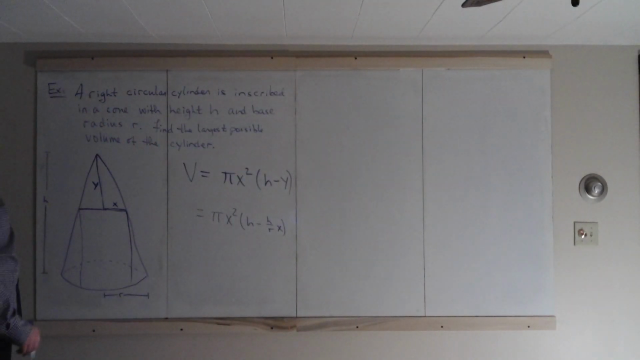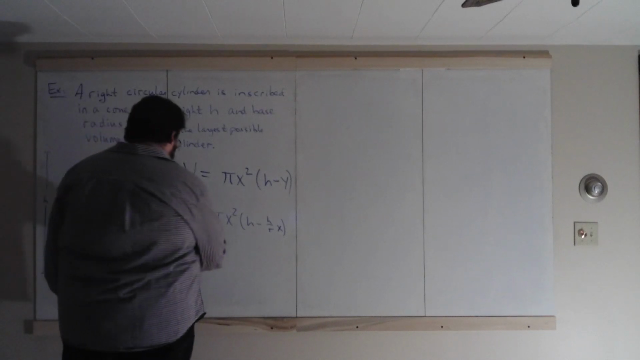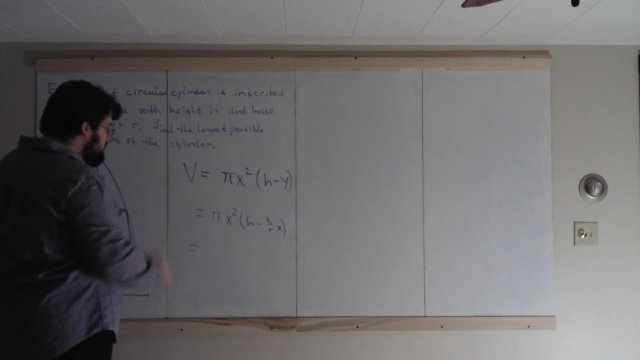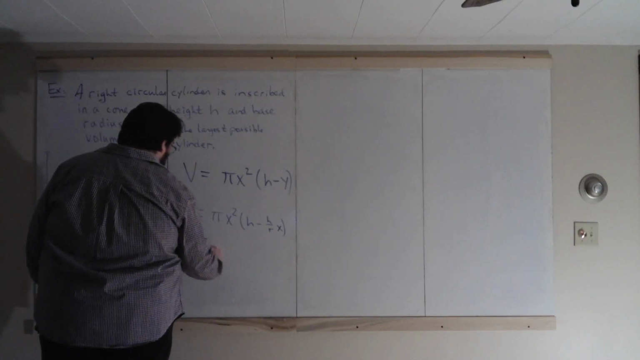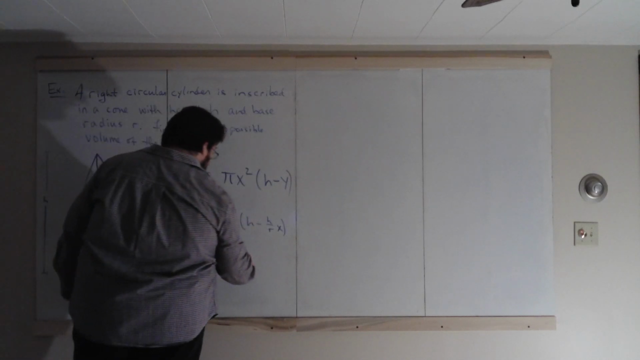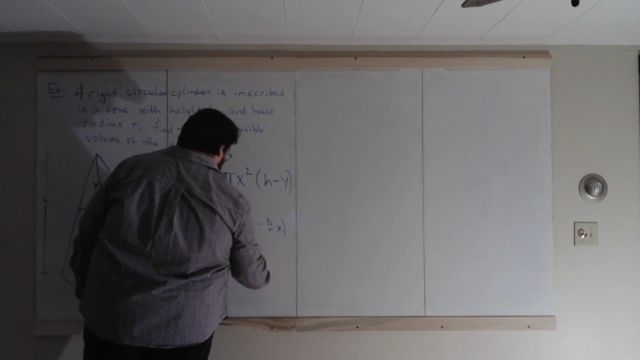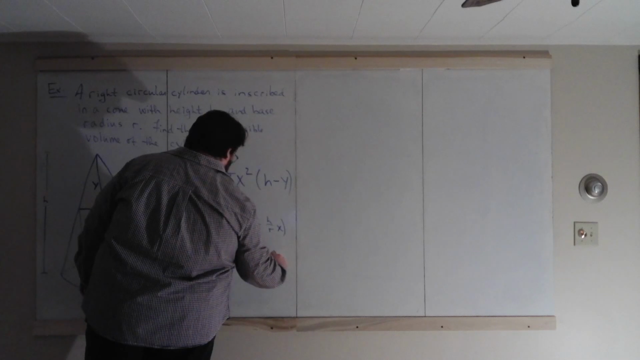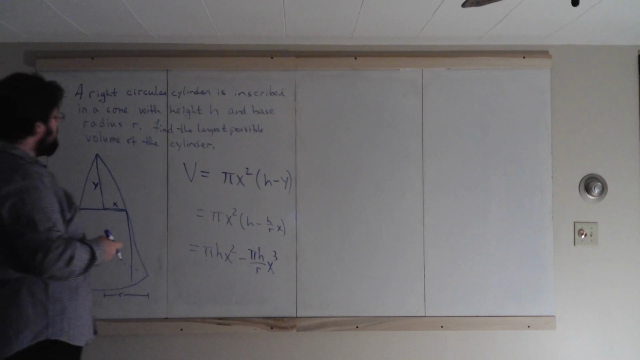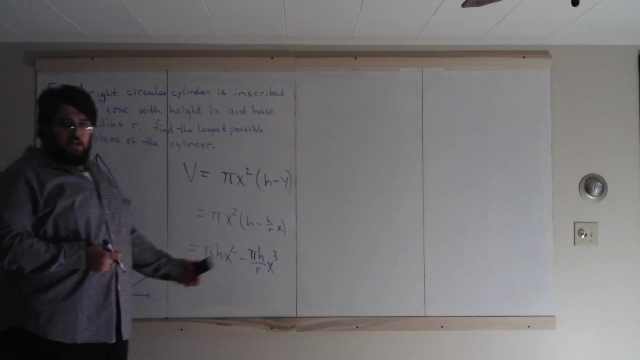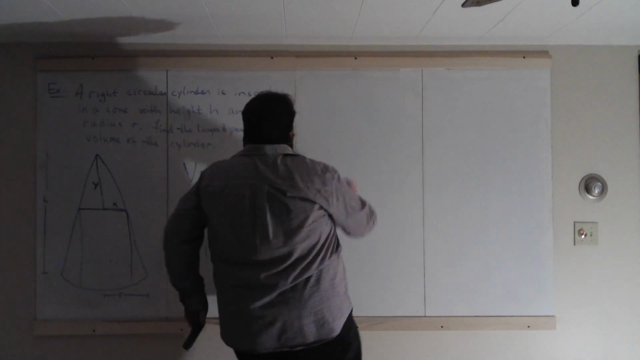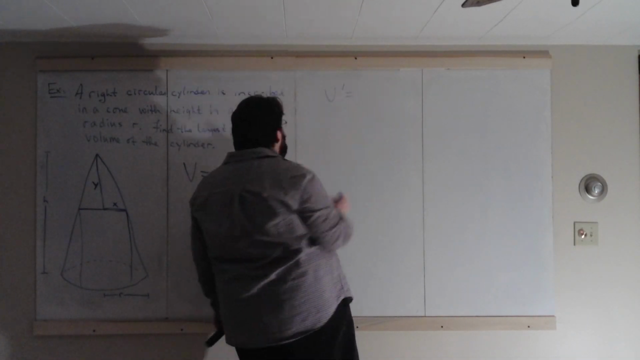So we have this function. Let's distribute this out. Equals, and when we're doing this distribution, I'm going to pull all constants out front. So equals pi h x squared minus pi h over r x cubed. So distribute everything, pull all the constants out. If you ignore all the constants, we just have an x squared minus an x cubed. That's not bad. But we still have to do calculus.